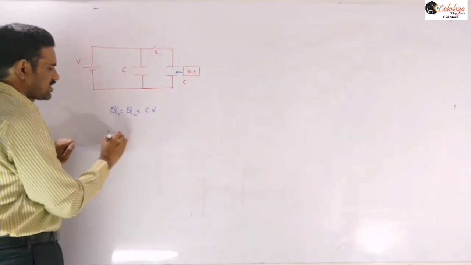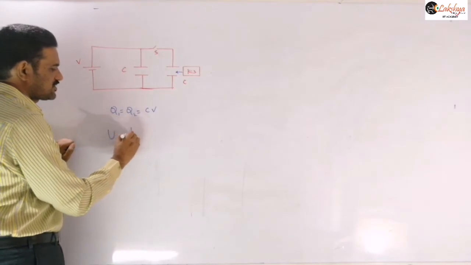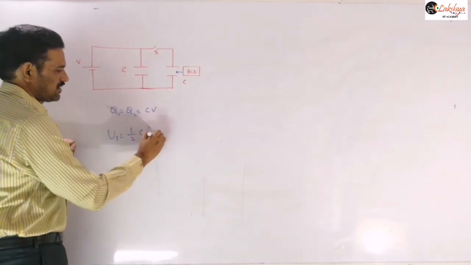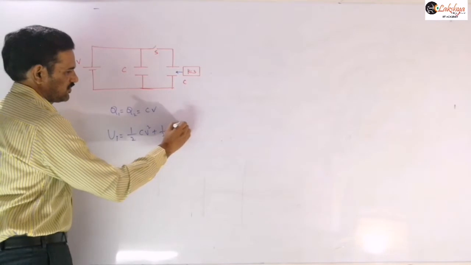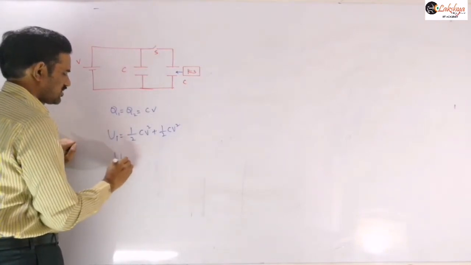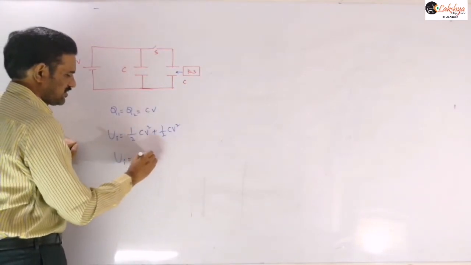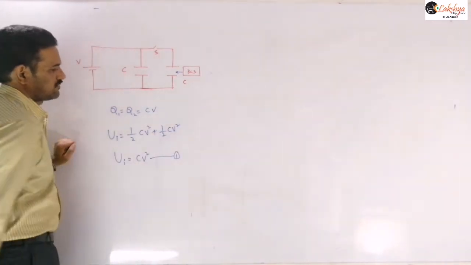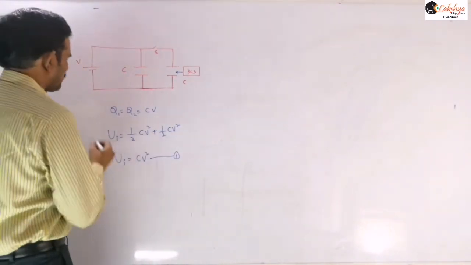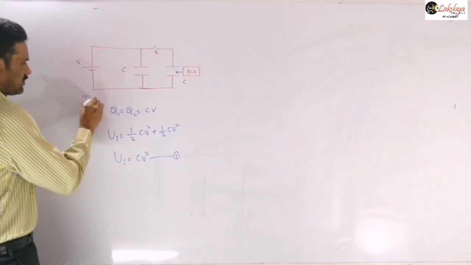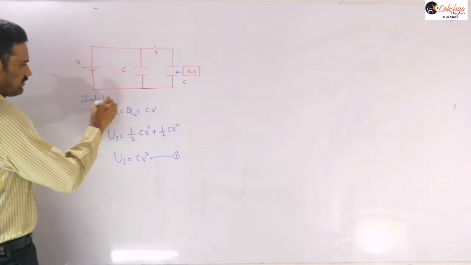So I am writing that initial energy here. Therefore, the initial energy is equal to half CV square plus half CV square. So this is the initial energy, which is nothing but CV square. Let's suppose this is equation 1. Next, this is initially.